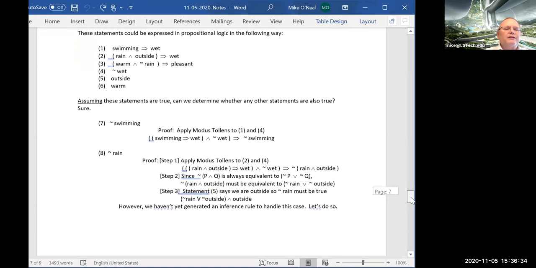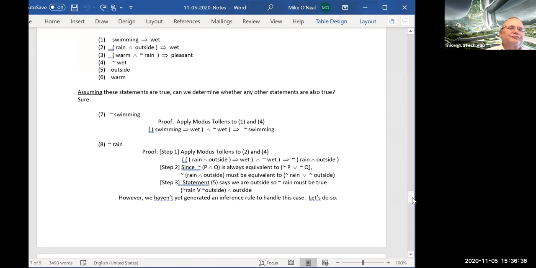So what can we do with this? Well, assuming all of those statements are true. So we're assuming that. We're only in the world, in the line of the truth table, where all of those statements are true. Okay? So I can conclude that I'm not swimming.